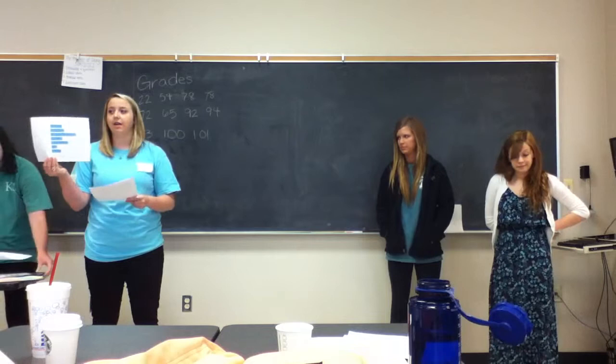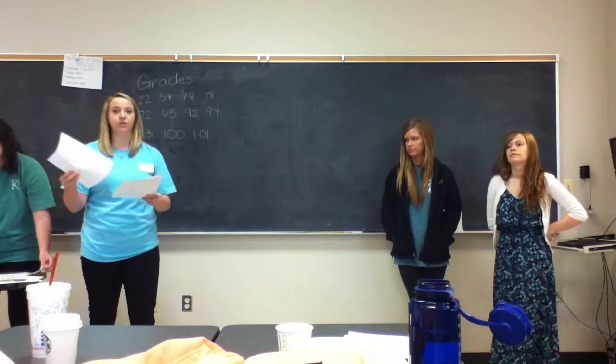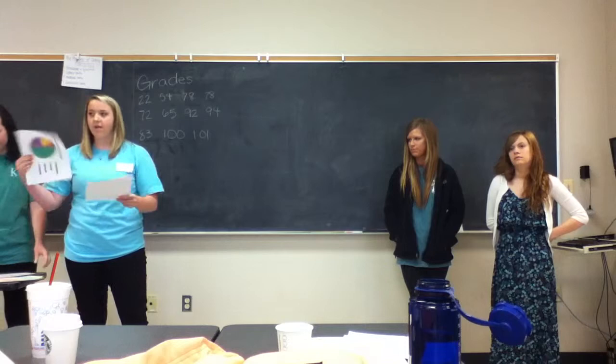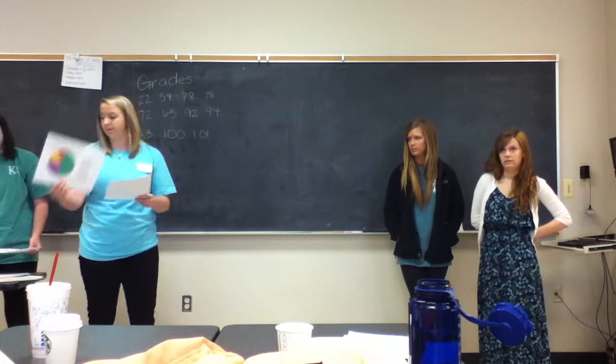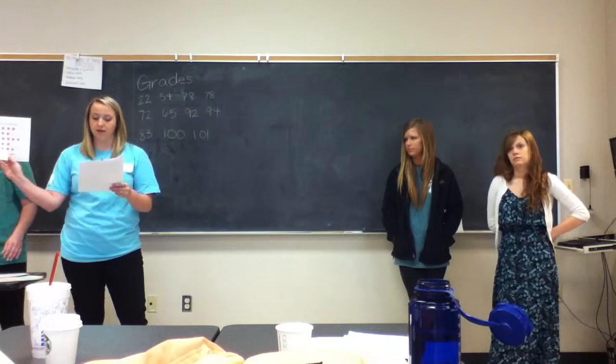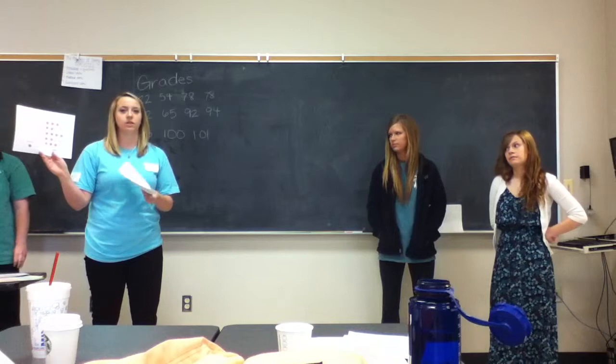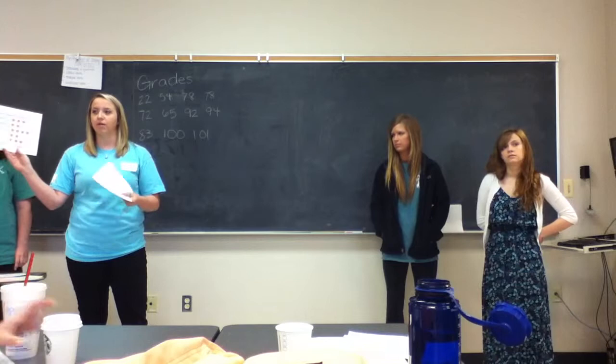And then second, you have a line graph, which is used to show progression over a period of time. And then you have a circle graph, which shows the percentage or the portion or the fraction of a whole. And then you also have a pictograph, which is used to compare data across categories using symbols. So this is really similar to a bar graph, but it's more used in the primary grades for children who don't do well with numbers and are more visual.